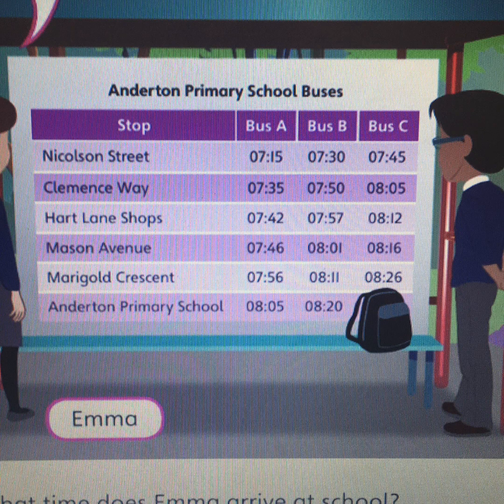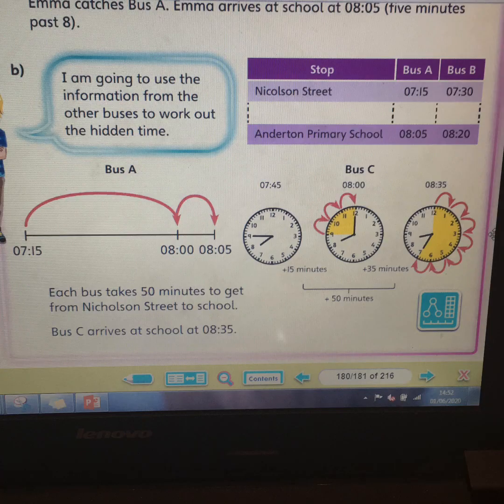Right. Last question then. All the buses take the same time to get to school. What time would bus C arrive at school? Okay, and you can see that bus C's time for school, his arrival time, is actually blocked by Max's bag. There are loads of different ways that you could work this out. So I'm going to pause the video and have a go at some of the ways to see if you can work out what time would bus C get to Anderton Primary School. So, you're going to have to use the information from the other buses to work out the hidden time.